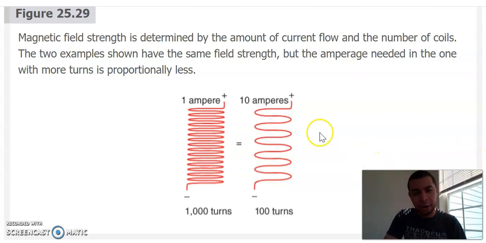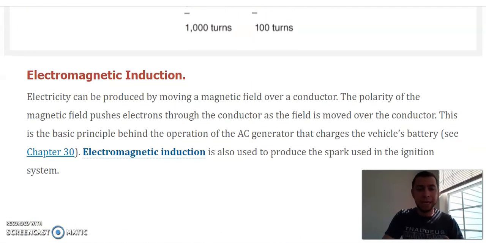So if we're looking down here, we can see, okay, if 1 amp of current is flowing through 1,000 turns, that would be the same as 10 amps flowing through 100 turns. So it just depends on how many amps versus how many turns. They can equal out depending on which one's higher and which one's lower. But this is where we get these basic principles from and how this works.